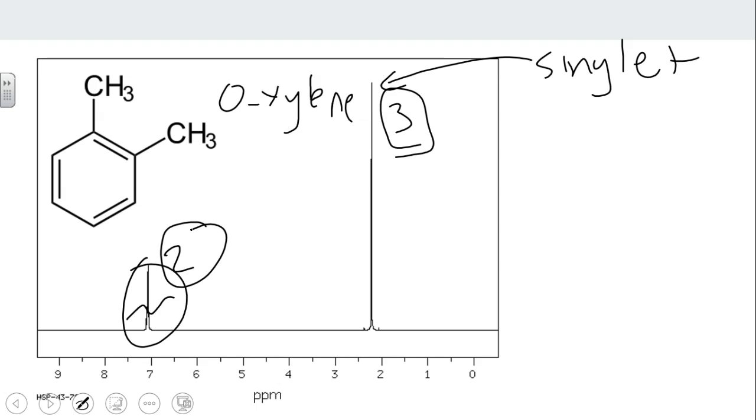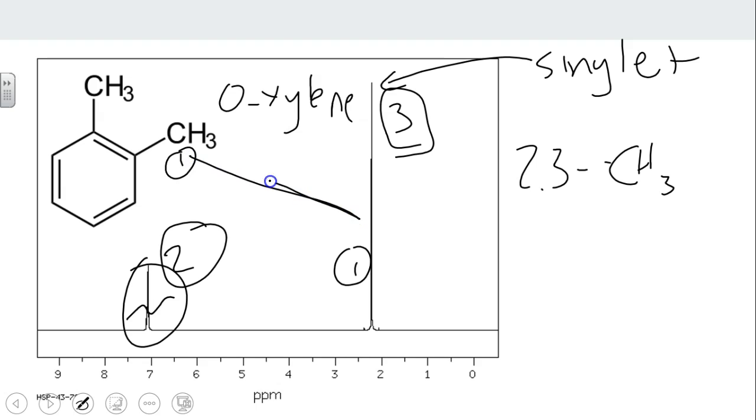So here's what I would do. I would say the singlet at 2.3 indicates a methyl group that is attached to a carbon with no hydrogens. So I would say that this is a 1 and a 1. This singlet is that peak in the NMR. I would either write that or indicate that somehow.